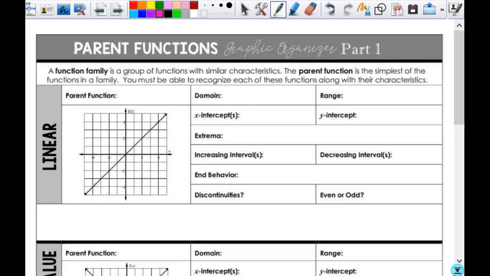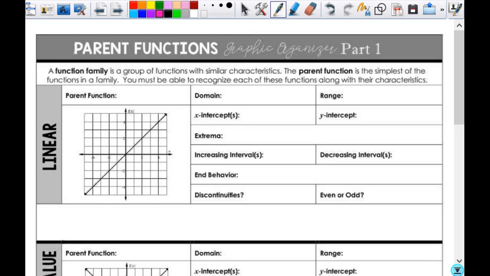All right, so we're going to do just a quick start on parent functions today. All of these, with the exception of one, should be a review to you because you do this in Algebra 2. That's why we're not going to spend a whole lot of time going through it, because this is stuff you should already have. And we're going to do more stuff with this.